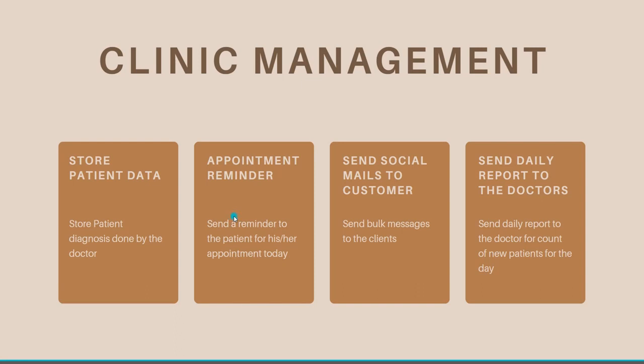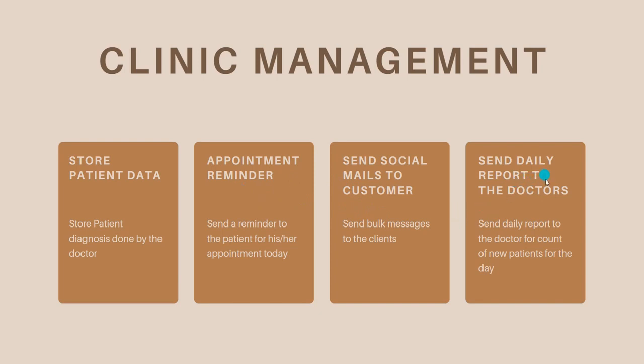Okay, so our second thing is appointment reminder. Now, these sections where it is appointment reminder, send social mails to customers, send daily report to doctors, I realize that I can build one process for each, because appointment reminder would be daily, right? Where the patient would be reminded about their appointments with the doctor. Whereas if it is social mails that we need to send to customers, it may or may not be daily. So the frequency of both of these processes are different. Hence, I am segregating them into two different processes.